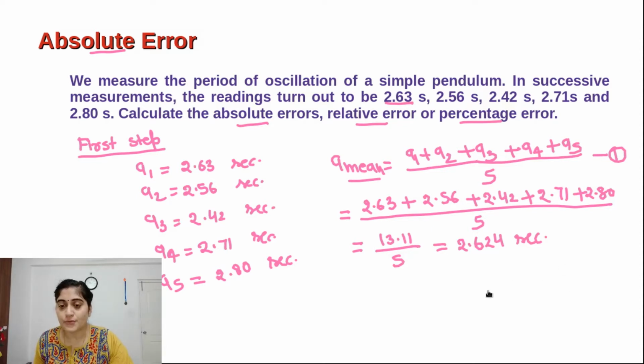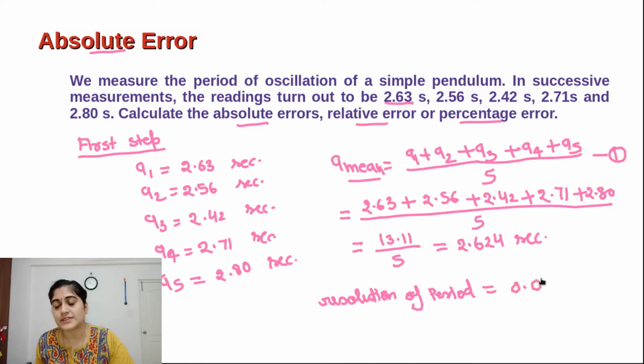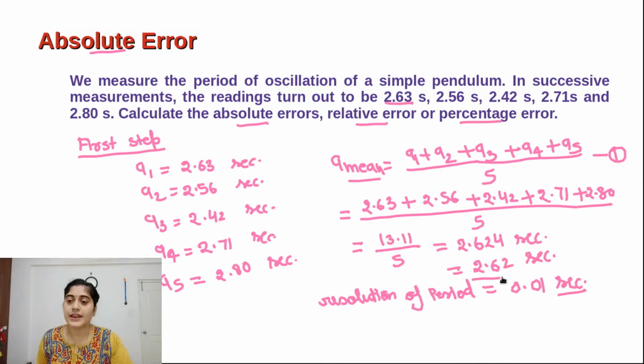So the resolution of the period is how much? It is 0.01 seconds. So there is no need to go beyond that. Just like if you are using vernier calipers, we know the least count is 0.1 mm, so you cannot find an error of less than 0.1 mm. Similarly, the resolution of the period is 0.01 second, so there is no need to go beyond that. So we are taking the value up to 2.62 seconds only. Okay. So this is our A mean.